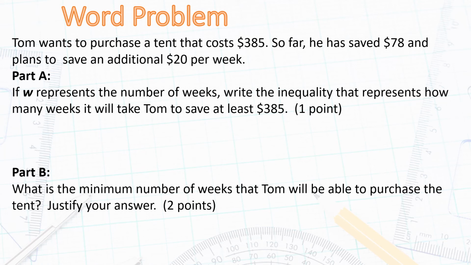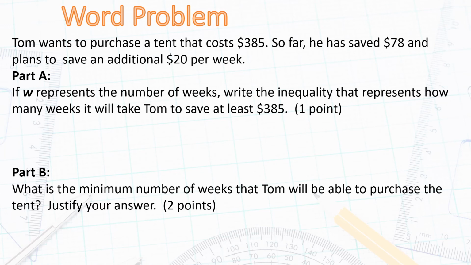I do want to go through one word problem with you. We're not going to see too many, but there will be one on your unit test, so I do want to bring it up. Tom wants to purchase a tent that costs $385. So far, he has saved $78 and plans to save an additional $20 per week. If W represents the number of weeks, write the inequality that represents how many weeks it will take Tom to save at least $385. This is kind of more real life.